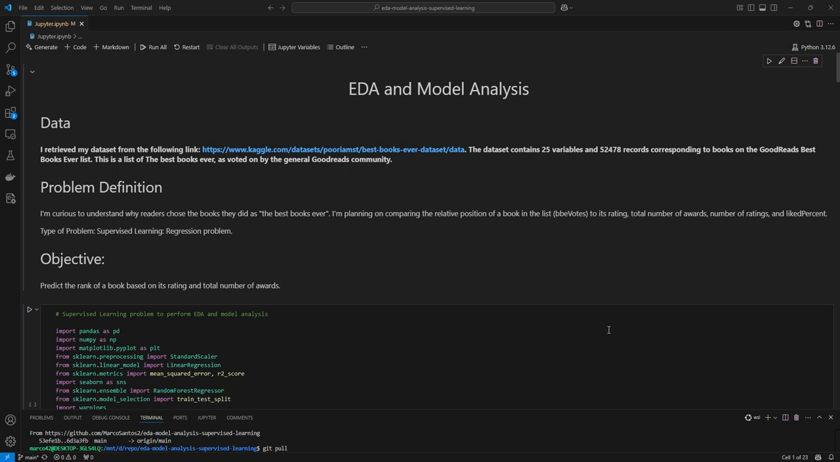The data set I decided to use was a data set from GoodReads. GoodReads is a website where people can share their opinions about different books. This data set is quite large. It has a little over 52,000 books, and the main purpose of this data set is so people can vote for what they consider the best book ever. So this is the best book ever data set.